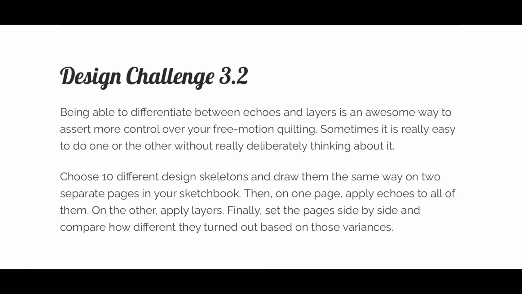So for design challenge 3.2, it says, being able to differentiate between echoes and layers is an awesome way to assert more control over your free motion quilting. Sometimes it is really easy to do one or the other without really deliberately thinking about it. Choose 10 different design skeletons and draw them the same way on 2 separate pages in your sketchbook. Then on one page, apply echoes to all of them. On the other, apply layers. Finally, set the pages side by side and compare how different they turned out based on those variances.